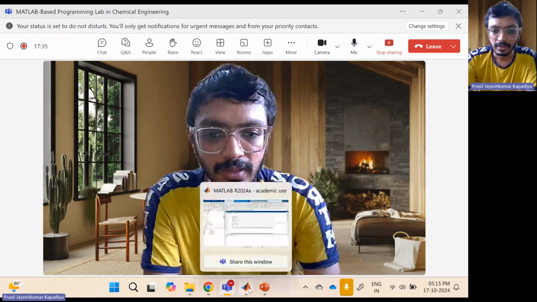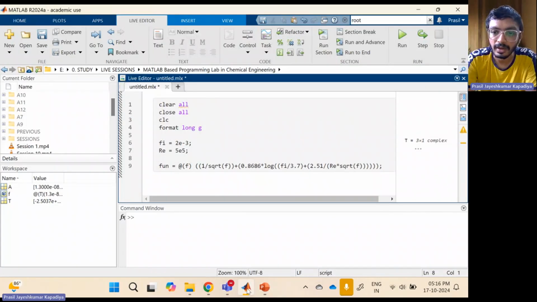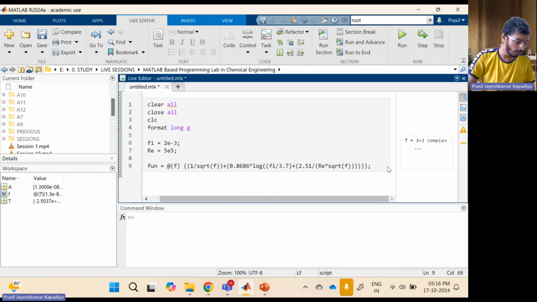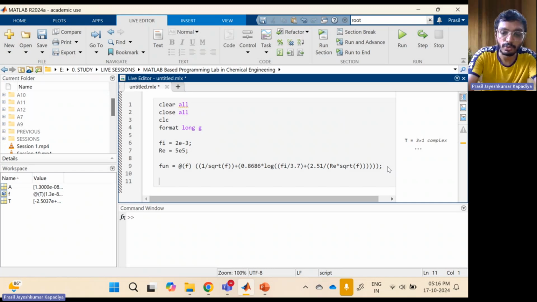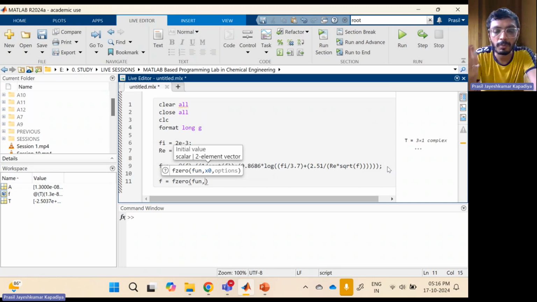Okay, I'm sorry guys. So where were we? Yeah, so this was the equation. Yeah, so we have written the equation. Now what do I need to use? I need to use one suitable MATLAB solver. So let's see, I'm using f is equal to f0 of function, comma initial guess.